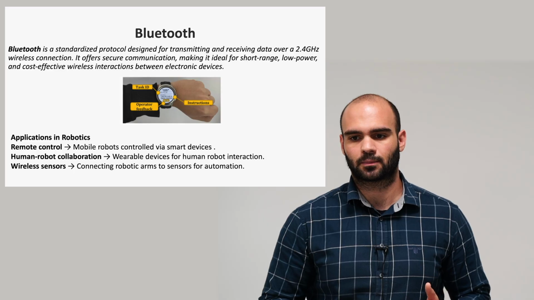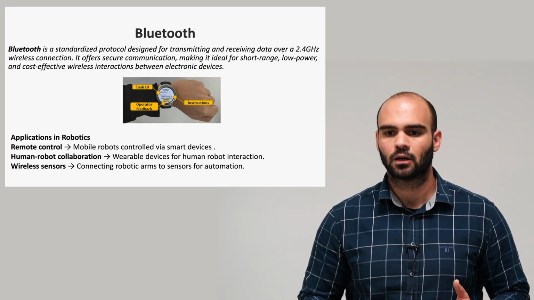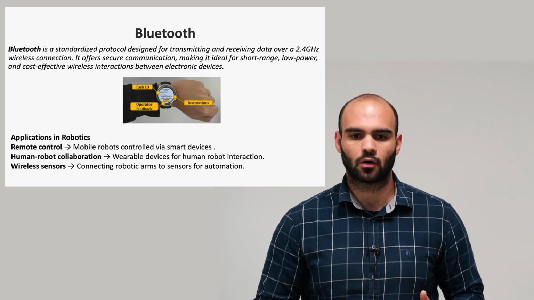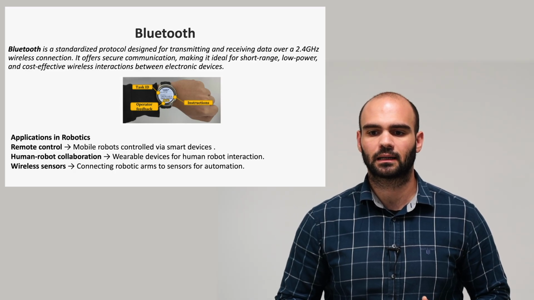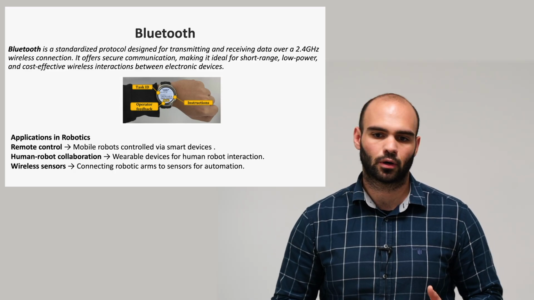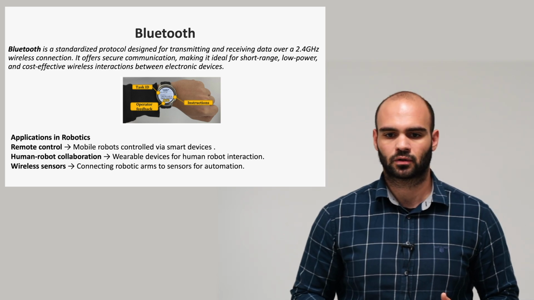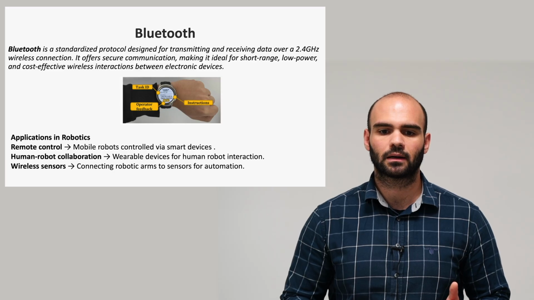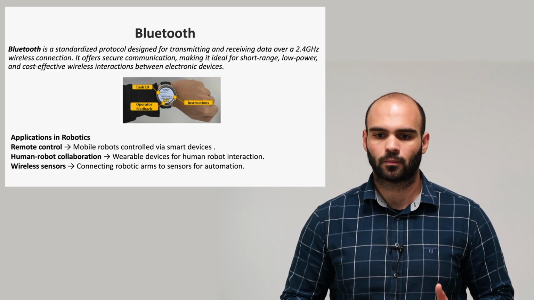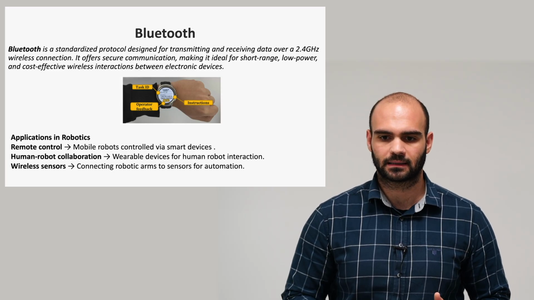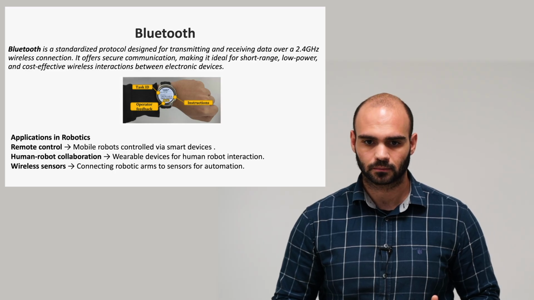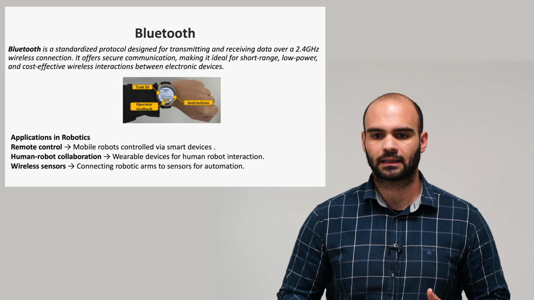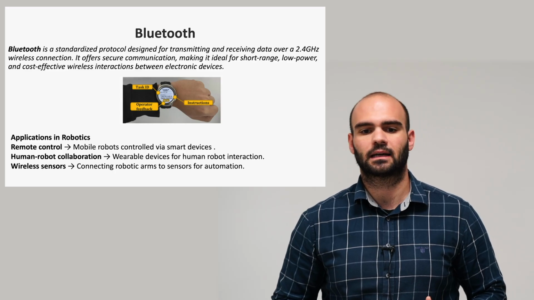Bluetooth is a standard wireless protocol that transmits and receives data over the 2.4 GHz band. It's designed for short-range, low-power, and secure communication between electronic devices. In robotics, Bluetooth plays several key roles. It enables remote control, allowing smart devices to operate mobile robots. It supports human-robot collaboration through wearable devices for real-time interaction. And it connects wireless sensors, helping robotic arms communicate efficiently during automation tasks.